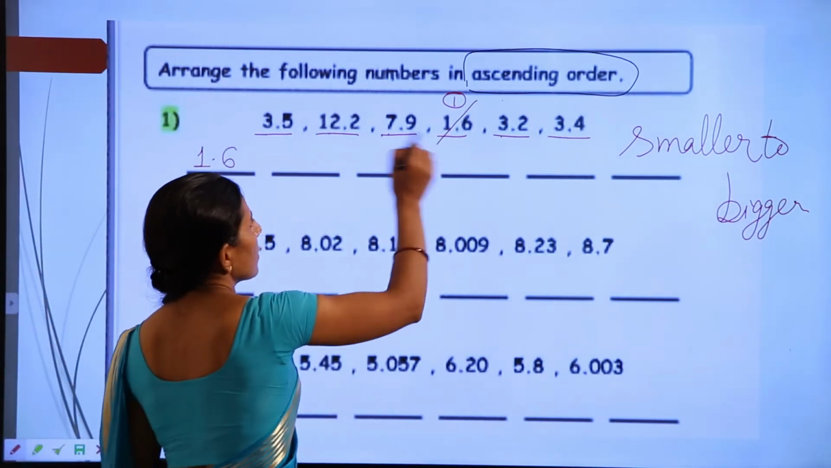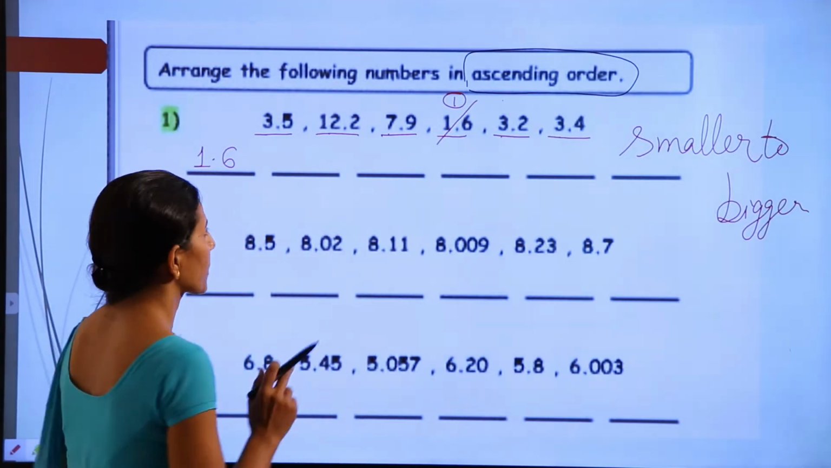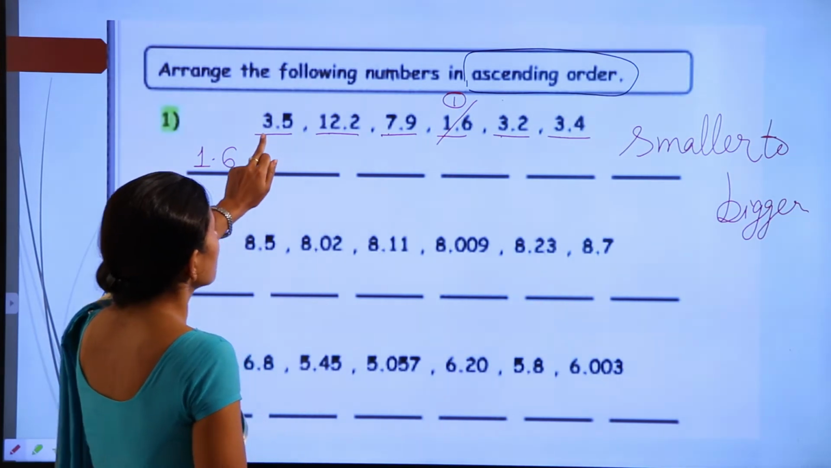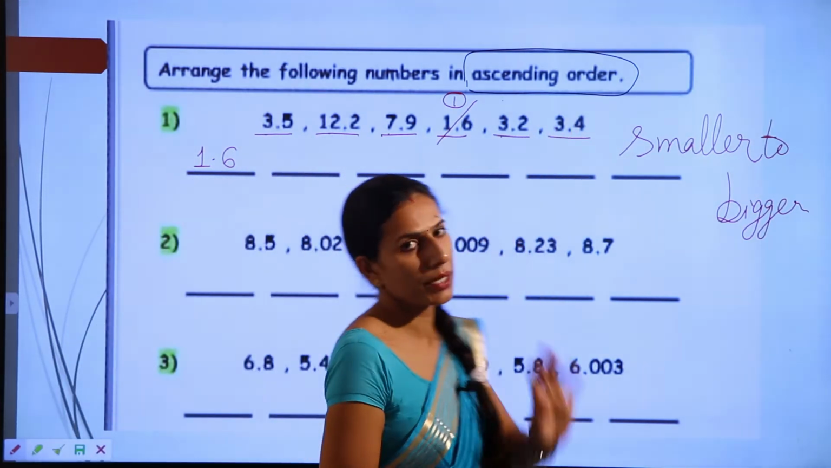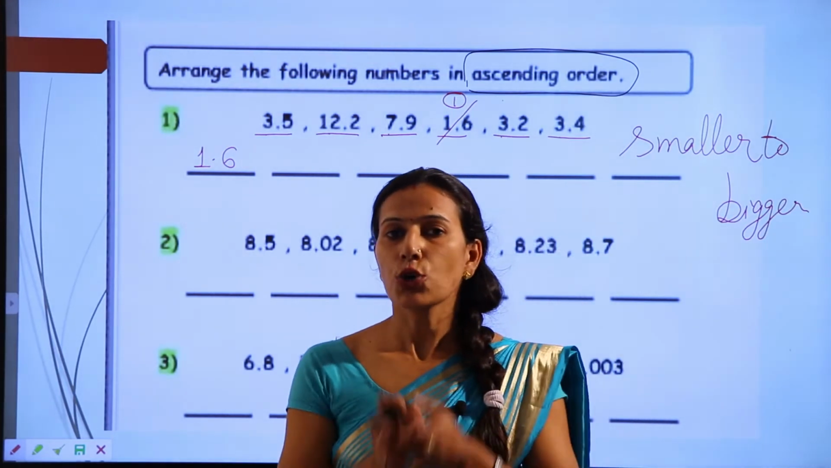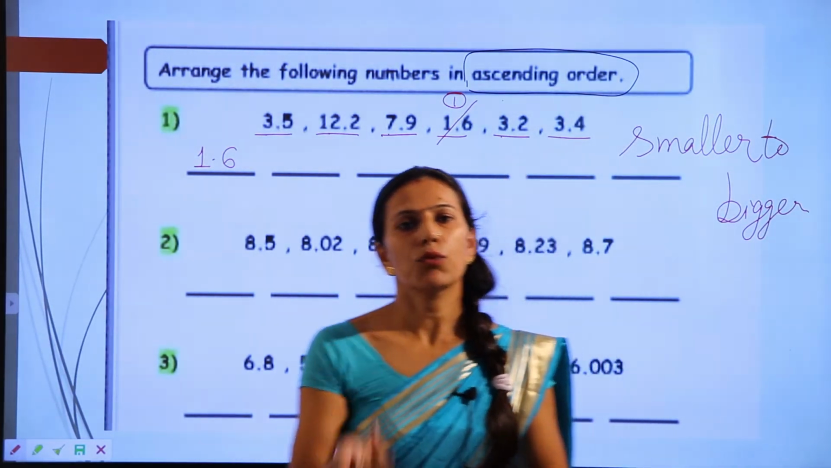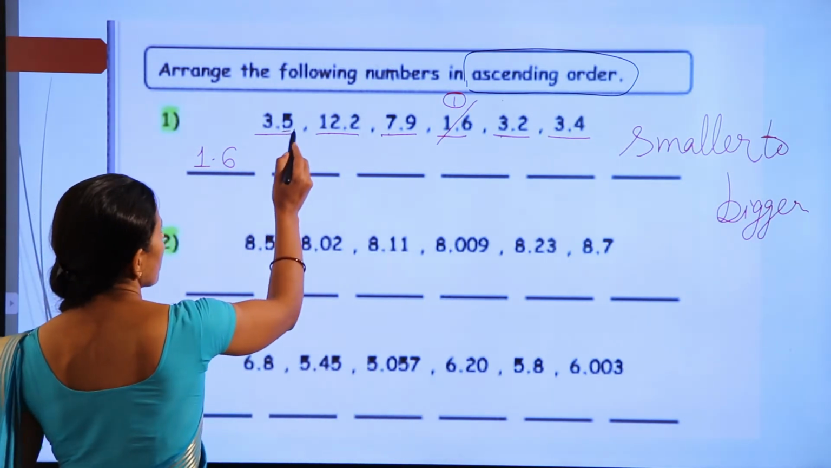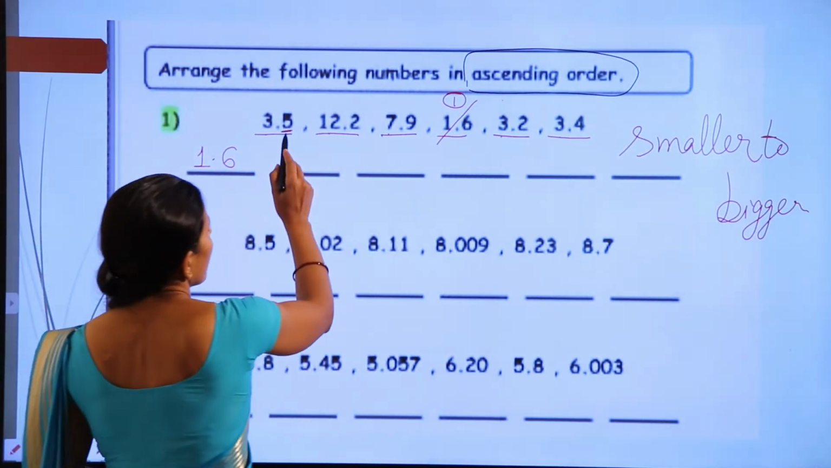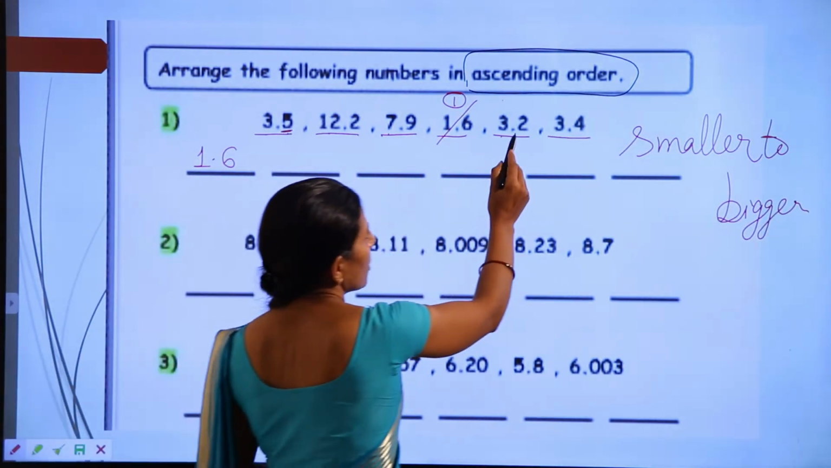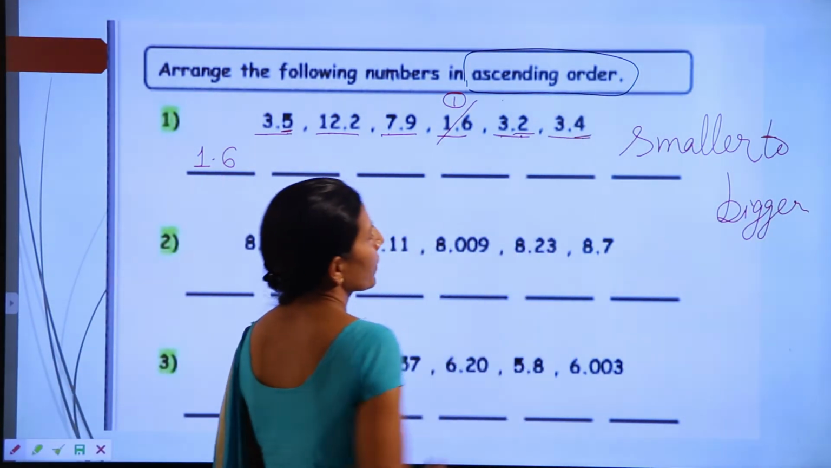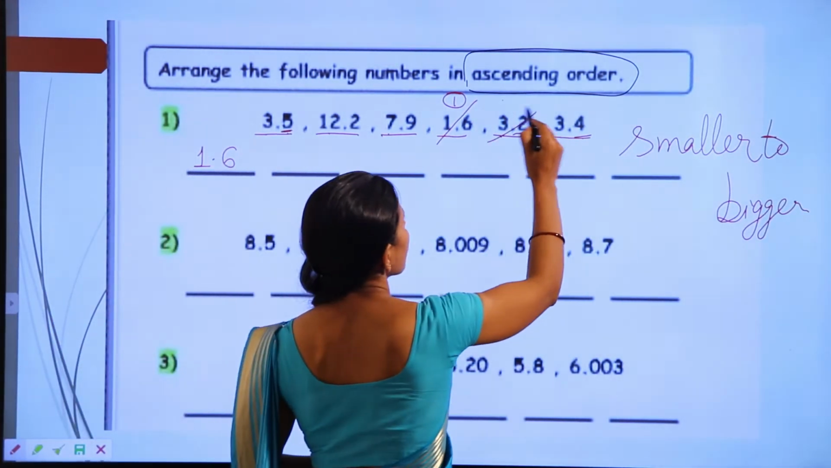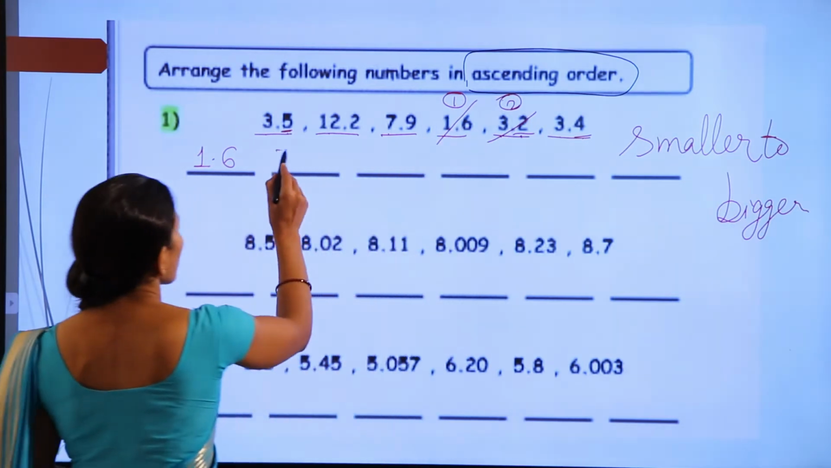Now we will not check this number again. Okay, then other numbers are, here you can see, 3, 3 and 3. Whole number is same. So if the whole number is same, then what we will do? We will compare the place after decimal, means tens place. Here we have 5, 2 and 4, right? So we know that 2 is the smallest one. So on second number we will write 3.2.